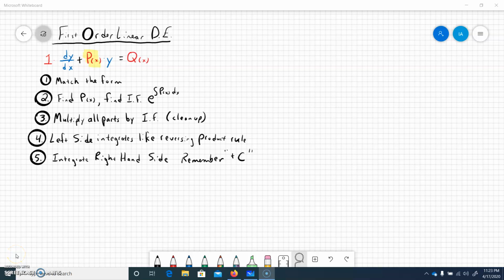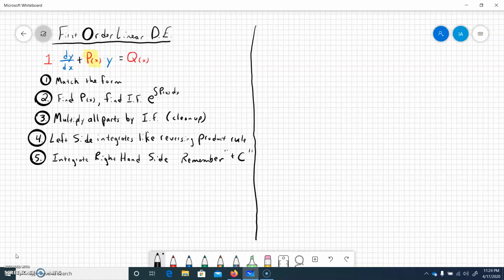Still working on these first order linear differential equations. We've done 2 examples. We've written some rules. We're going to keep going here. We're going to add an extra element here.